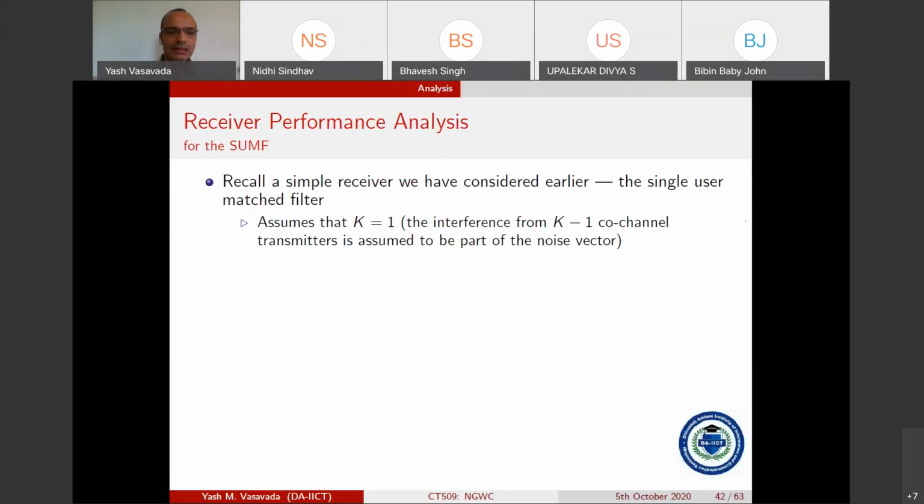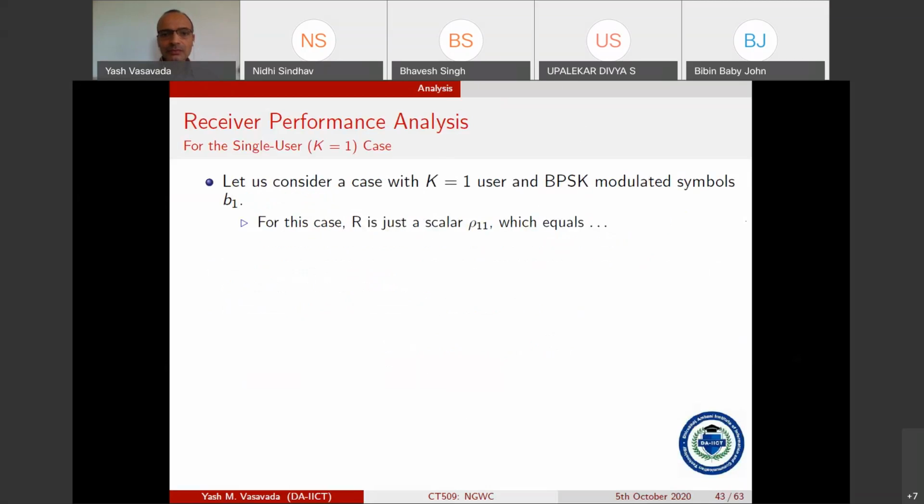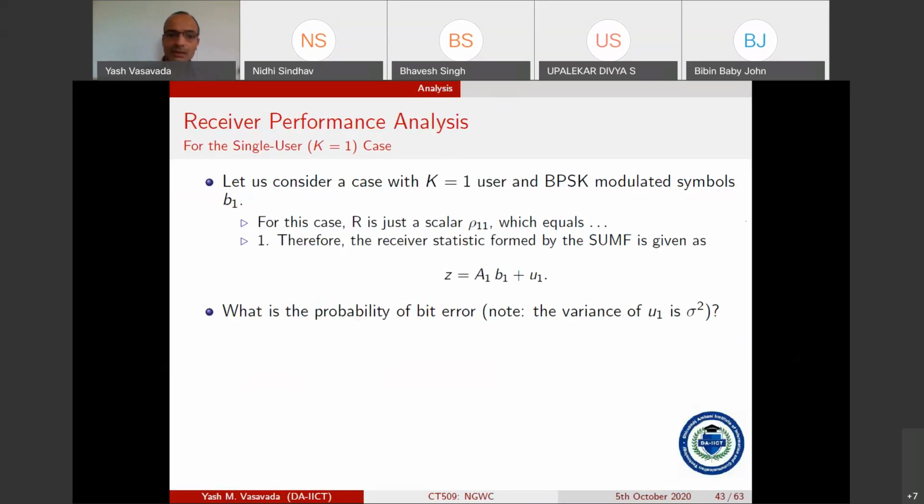So we'll start by analyzing the SUMF in the context of CDMA. And we have seen that the SUMF output is this vector Z. We also derived the correlation matrix of this vector, and the noise vector we have called U. Actually, Divya already asked this question: if I have only one user, then what happens? So R becomes just a scalar. Only one element of R is present, and that element, because of the normalization of the signature sequences, is just one. And so the receiver measurements are obtained as A1 B1 plus U1.